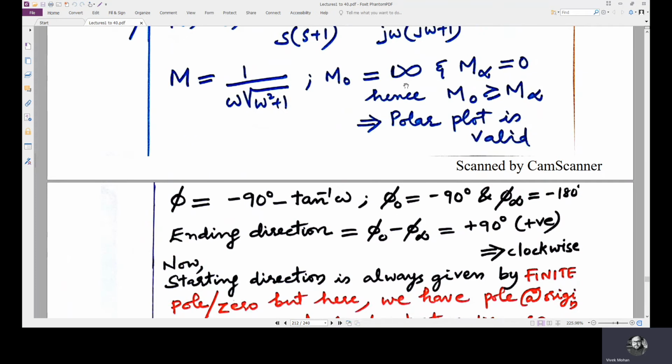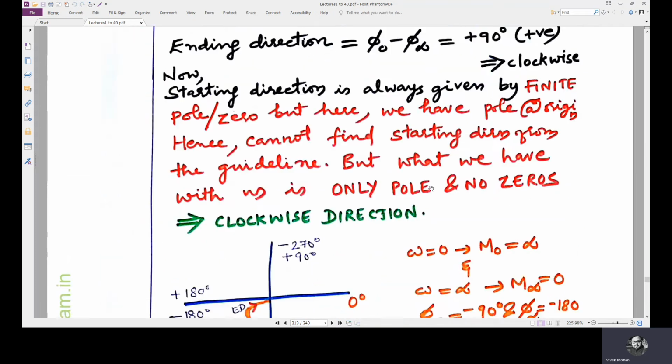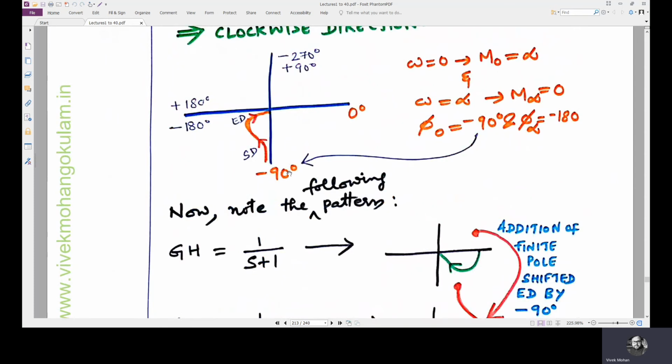To get starting angle phi 0, phi 0 is minus 90 degrees. So it should start from this part of the axis, minus 90 degrees. And it should come from infinity, because M0 is infinity. Now the starting direction is clockwise, so it should go like this. It is clockwise, right?